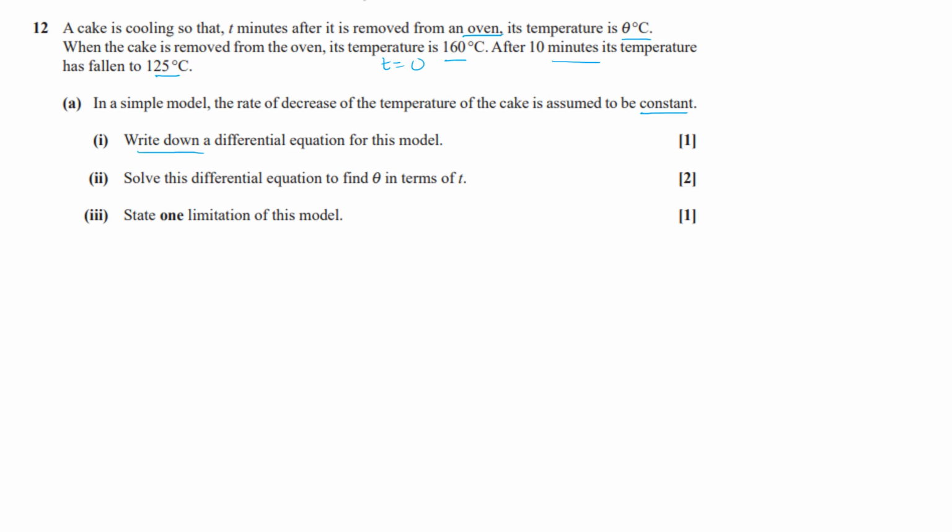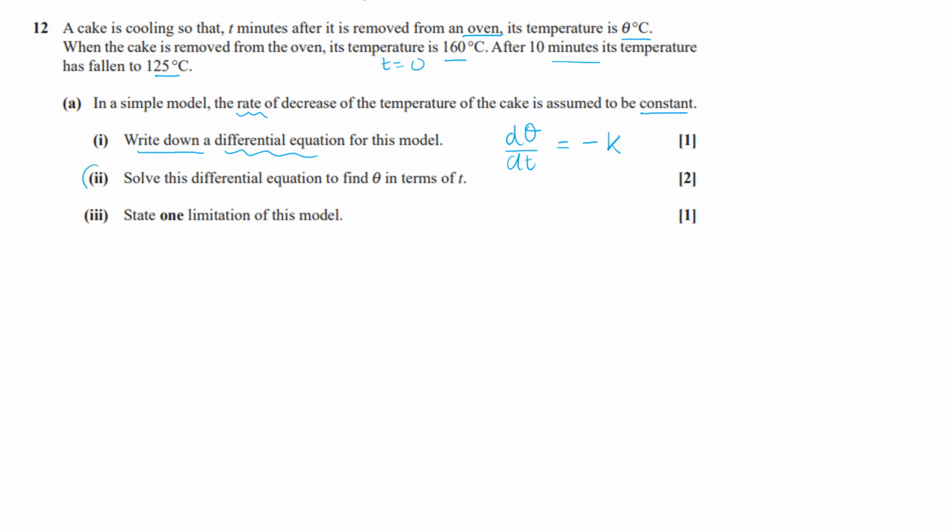So if we're told to write down something we should just be able to write, a differential equation contains dx by dy, or in this case it's going to be d theta by dt. Whenever we've got the word rate, it's going to be a differential equation with respect to time. Now we're told that's a constant, and the letter you usually use to represent a constant is going to be k, and we're saying that it's decreasing, so it's going to be minus k.